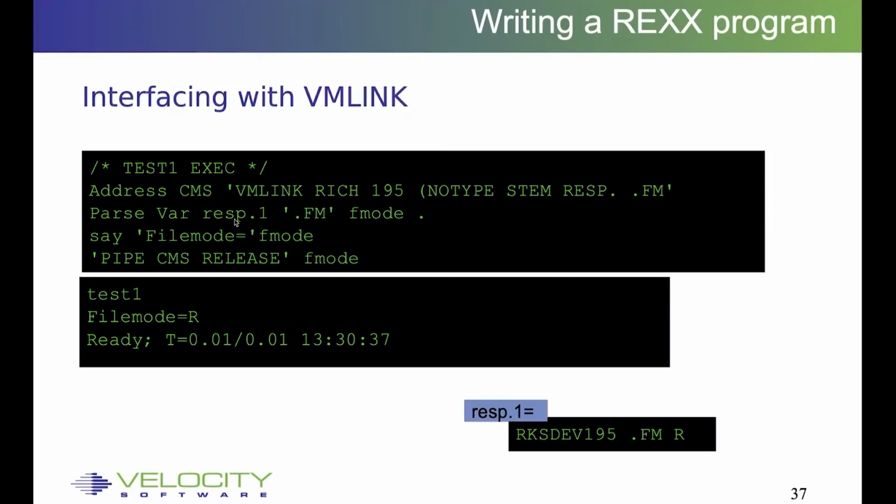And the idea here is somewhere in this part of the program, we would do something with a file on the mini disk. I don't have anything to do with any of the files, so I didn't put any code here to do that. But then we're just going to release the file mode. And we run the program. Our say command executes. It says file mode R, which is exactly what we expected based on the output from resp.1 earlier. And if we do a query disk, we'll see the file mode is released because query disk will show us all the accessed file modes.